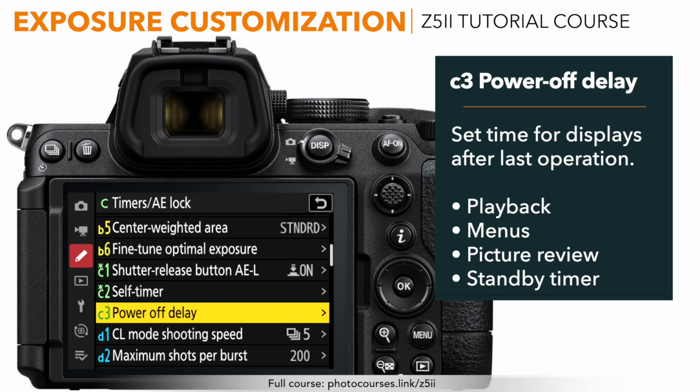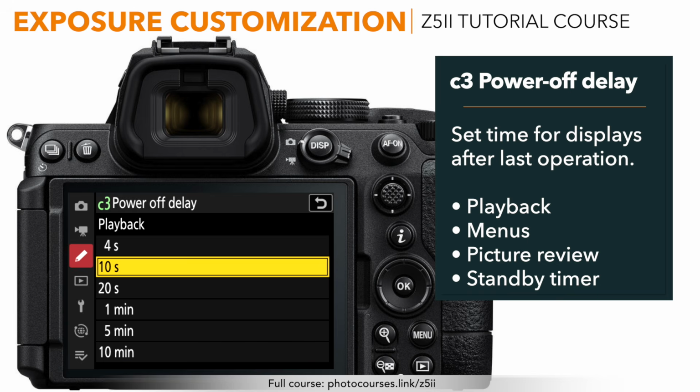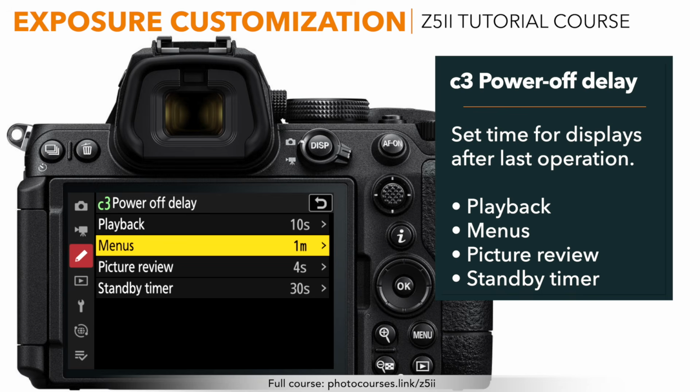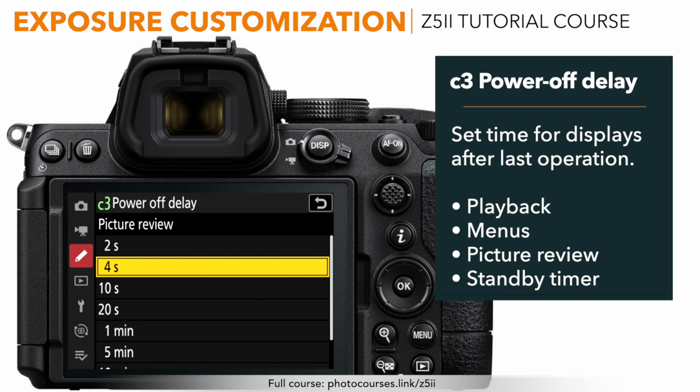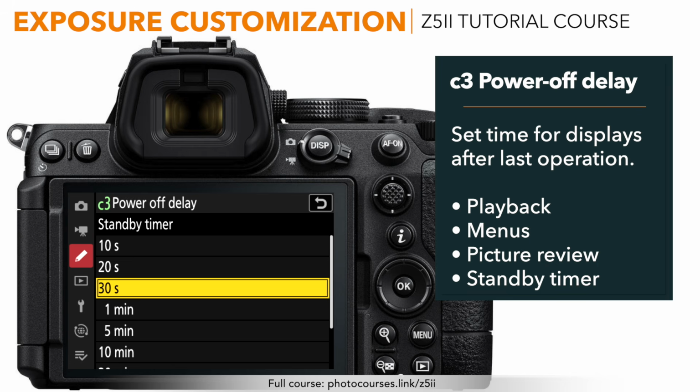C3 power off delay is going to choose how long the displays will remain on after the last camera operation in whatever operation mode you're in. And you can set power off timers for playback mode, when you're in the menus, when you're reviewing pictures. And then the standby timer is going to set how long the displays remain on after the shutter button is pressed halfway.